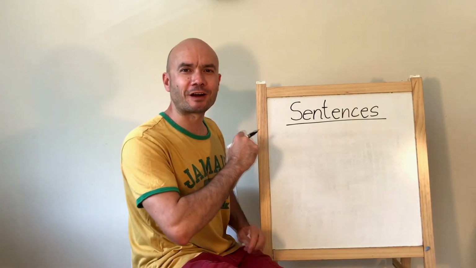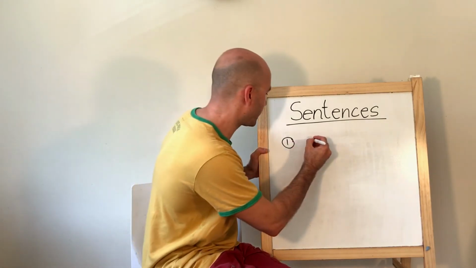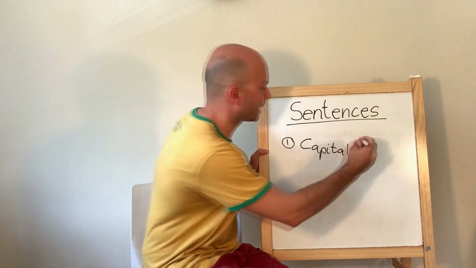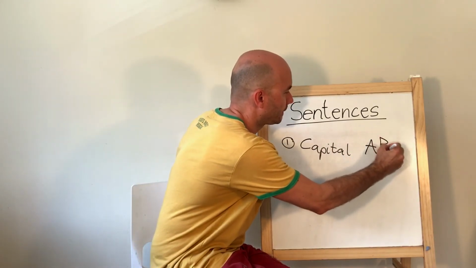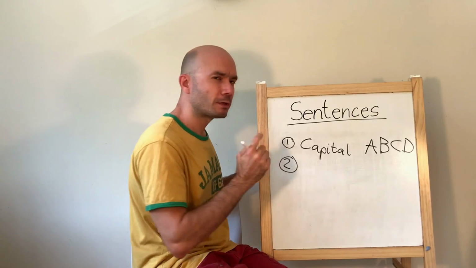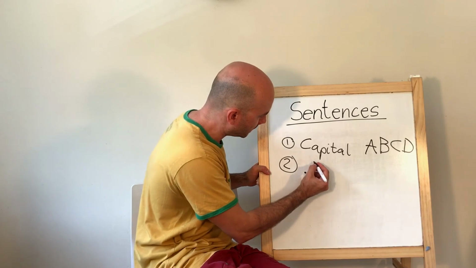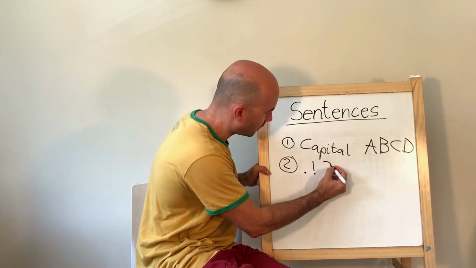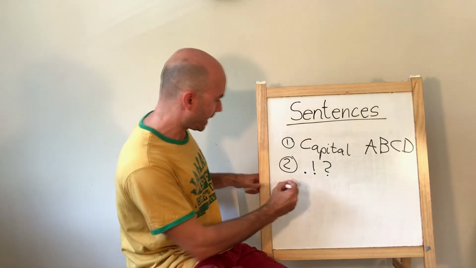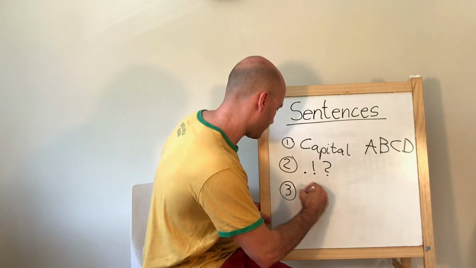Alright, what have we learned so far? So we know that we need to start our sentences with capital letters, okay? Capital letters, okay? Like this. A, B, C, D, and so on. Okay? We know that we need to show that our sentence has finished by using a full stop, an exclamation mark, or a question mark. Most of the time, it will be a full stop. And number 3, what was it? Finger spaces. Okay?